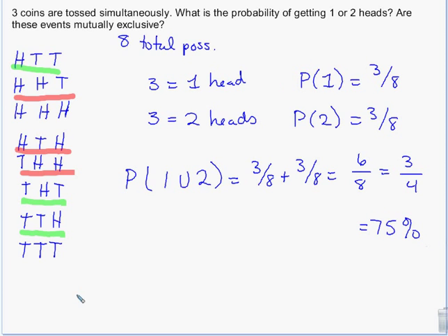Are they mutually exclusive? Can you be a head and a tail at the same time? No. So yes, they're mutually exclusive. And that's all you have to ask yourself. If you're asked, are these things mutually exclusive? Can you be both at the same time? If you can't be both at the same time, then the answer is yes, they are mutually exclusive.